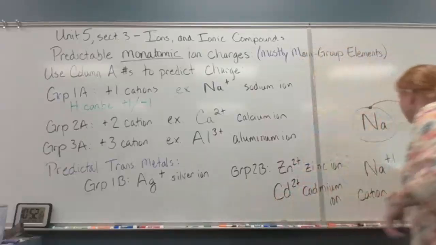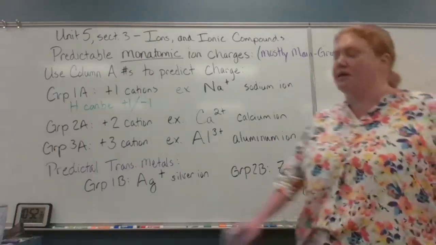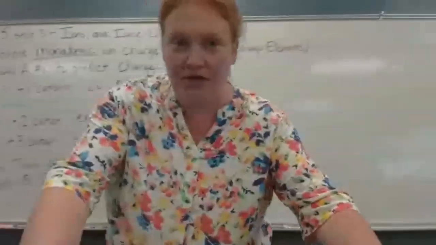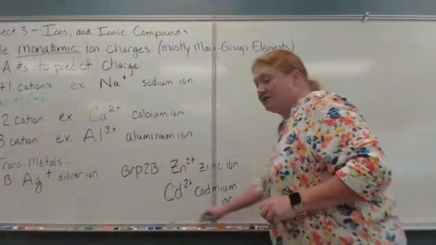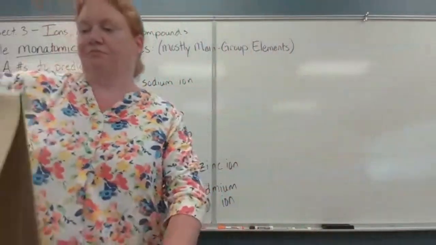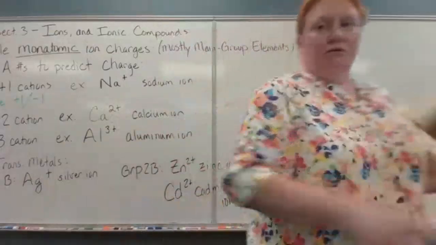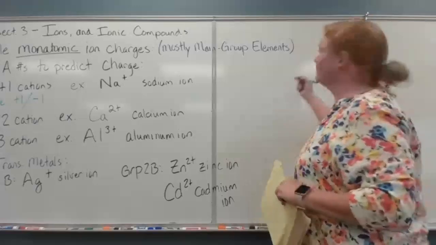Now, this is where we leave metals behind, moving left to right on the table, and now we're into nonmetals. We know that nonmetals form anions, negatively charged. So I said we're going to skip group 4A. There's too many exceptions. It's not predictable enough.